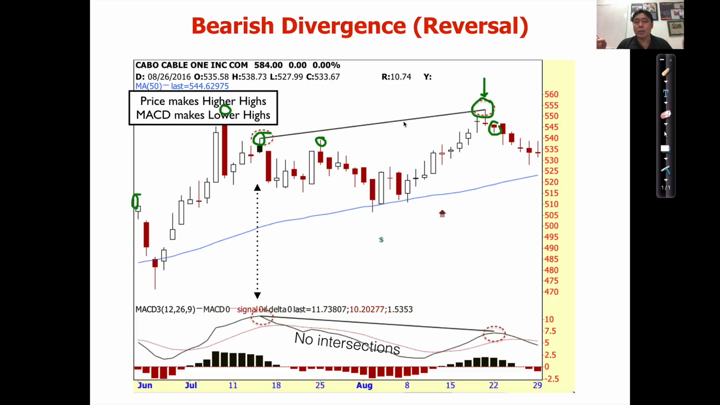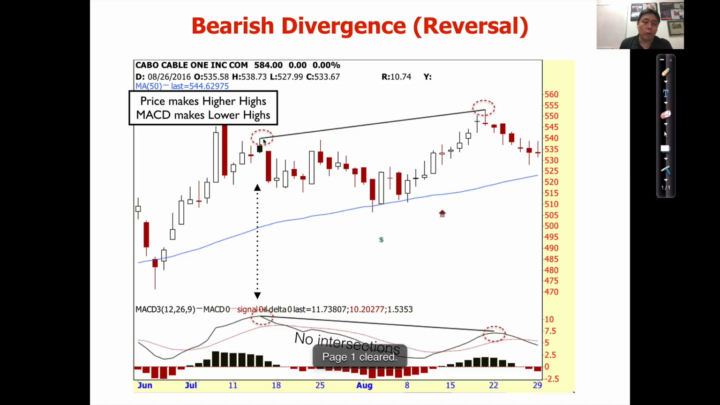And again, like I said, you can connect any two swing highs as long as they do not intersect any price action. So could we have connected this to this? Yes, we could. Could we have connected this to this? Yes, we could. Could we have connected this to this? No, we can't, because that intersects the price. Got it? There we go.